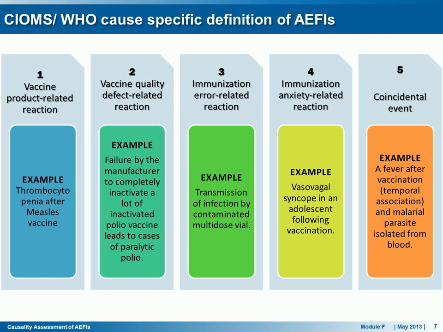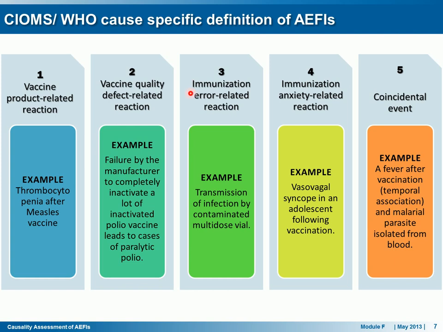The second one is a vaccine quality defect related AEFI. In simple terms, this means that there is some problem with the manufacturing process of the vaccine, which has resulted in the AEFI. One of the typical examples is the famous Cutter incident which occurred in 1955, when IPV was not inactivated sufficiently and it resulted in polio cases occurring in the general population.